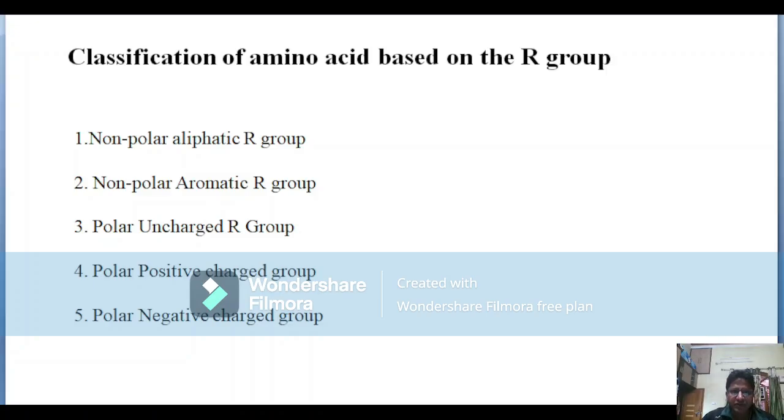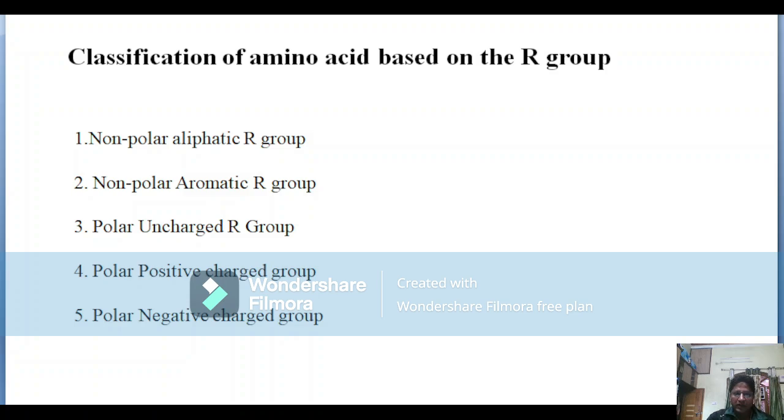In the previous lecture, we discussed the general structure of amino acids and their properties. We have seen that all the amino acids are called alpha amino acids because the amino group and the carboxyl group are attached to the same carbon. That's why they are called alpha amino acids. And we also discussed that in proteins, specifically the L isomers are present.